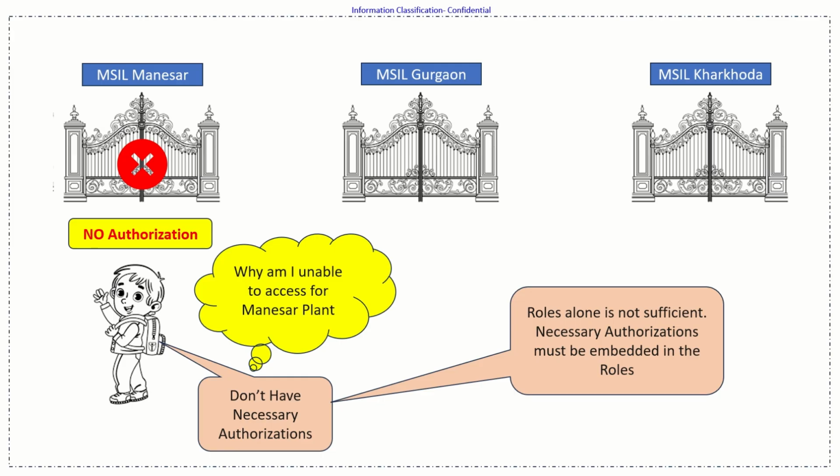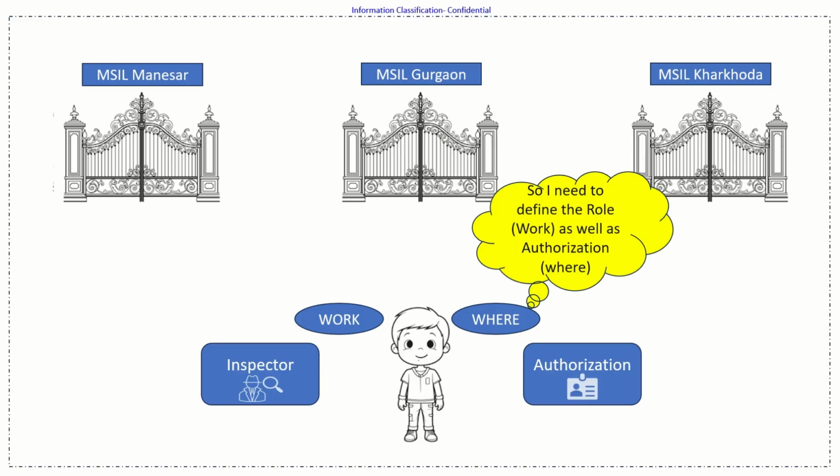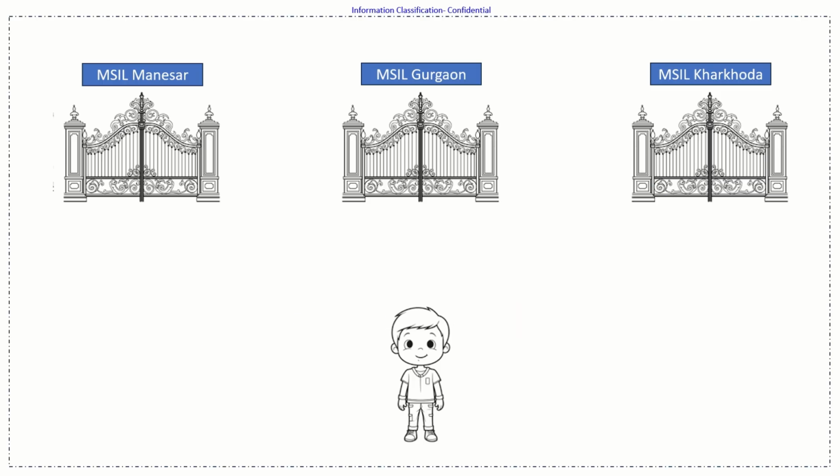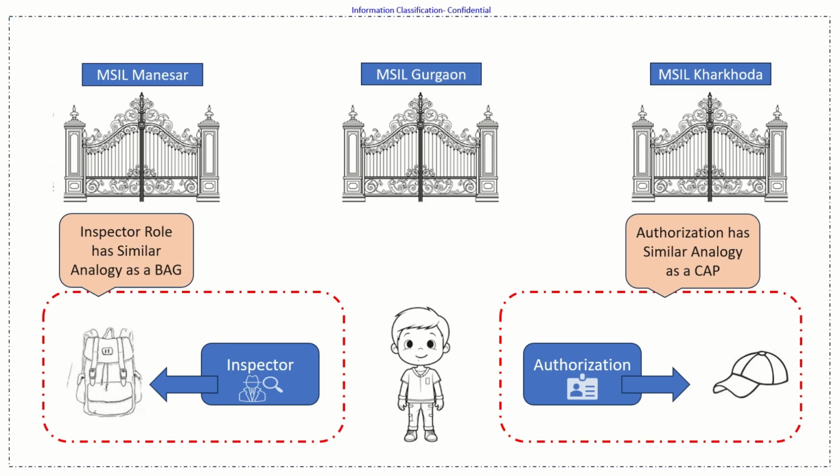Roles alone is not sufficient. Necessary authorization must be embedded in the role. So work and where, that is inspector role and plant authorization, is required. Bharat needs to define the same during the access request. By analogy, bag, that is inspector role, and cap, that is authorization, is required.